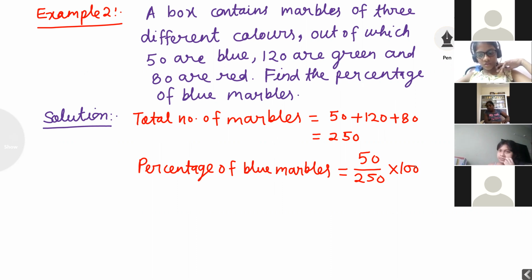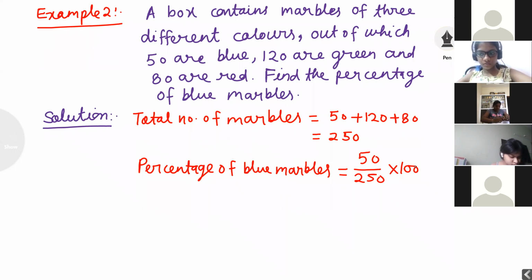If the question is asking to find the percentage of red marbles, then 80 by 250 into 100. If the question is asking for the percentage of green marbles, 120 by 250 into 100. Be careful, students, what the question is asking. Find the percentage of blue marbles. Blue marble is 50. 50 by 250 into 100.